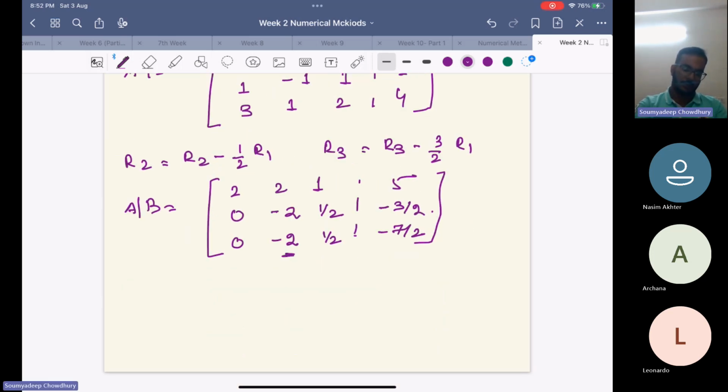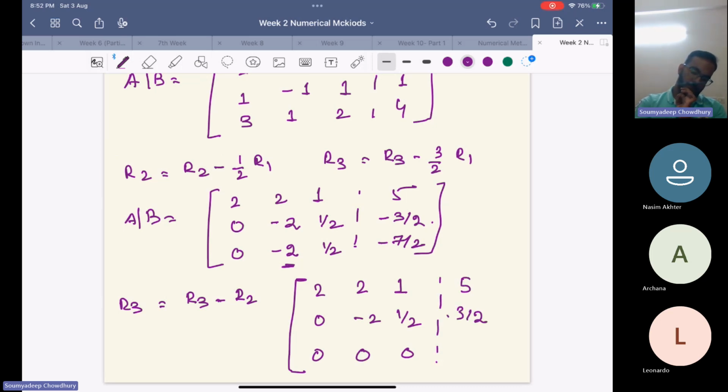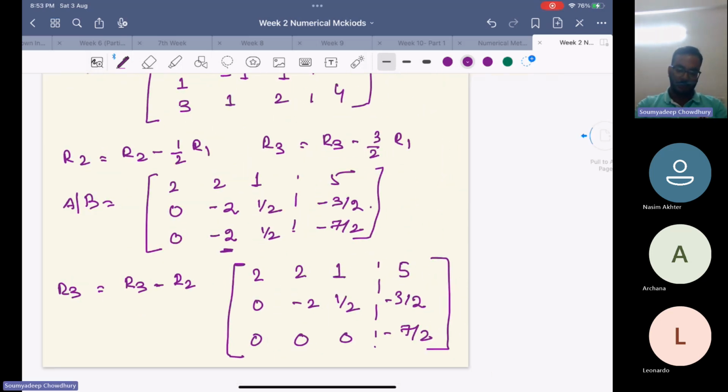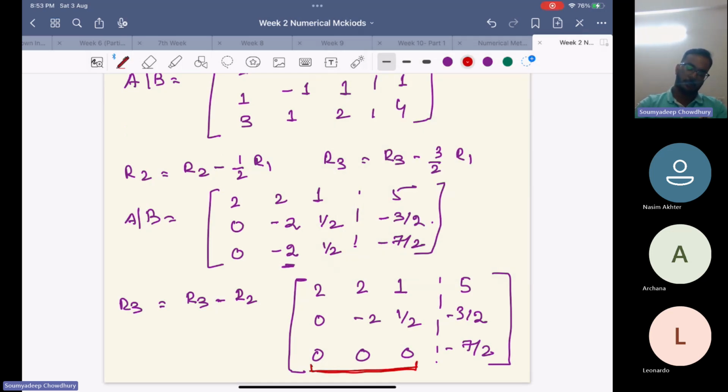Now this one we have to make it 0, right? So it is R3 equal to R3 minus R2. So what we will get? 2, 2, 1, 0 minus 2 half. So if I just subtract this, 0, 0, 0, and you have 5, 3 by 2 minus 3 by 2 minus 7. So now you can see here that this row of the matrix A is completely 0. This is a 0 row, right? So A has basically two non-zero rows.